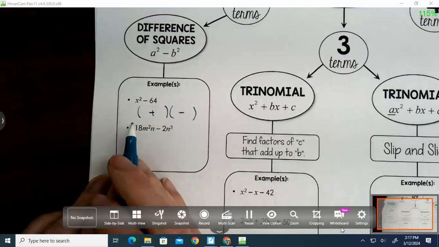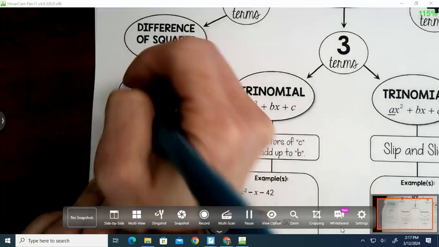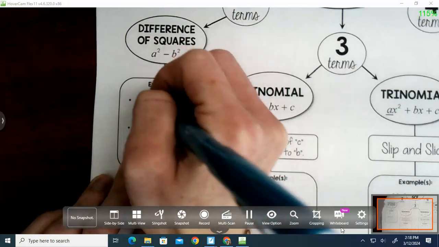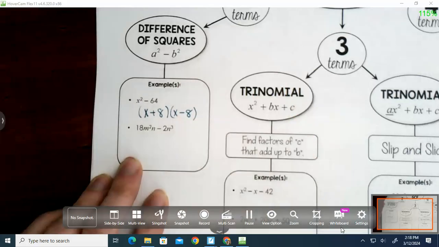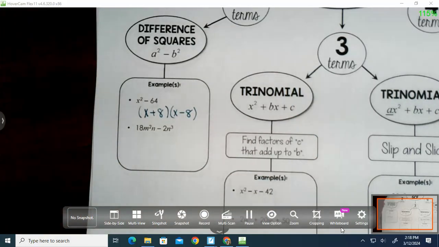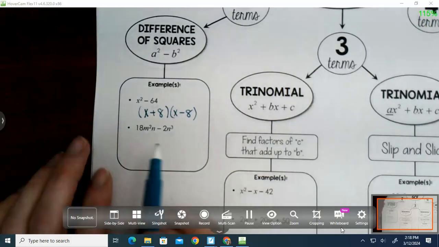What is the square root of x squared? And the square root of 64? So it's x plus 8, x minus 8. And how can you check every one of these problems? Distribute it back out.